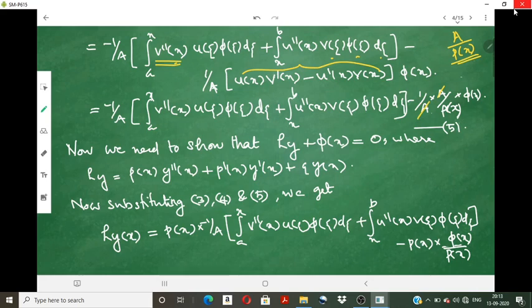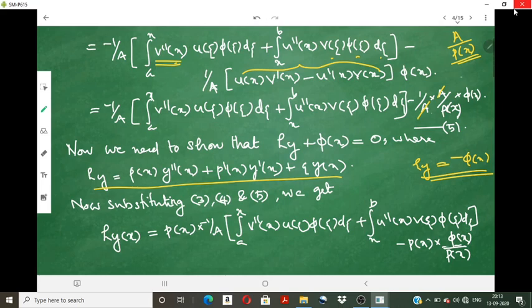Now we need to show that Ly plus phi of x equals 0, where Ly is p of x y double dash plus p dash of x y dash of x plus q into y of x. So first of all we substitute all these y dash and y double dash in this equation, and we will prove that Ly is equal to minus phi of x. Then we have the equivalent differential equation.